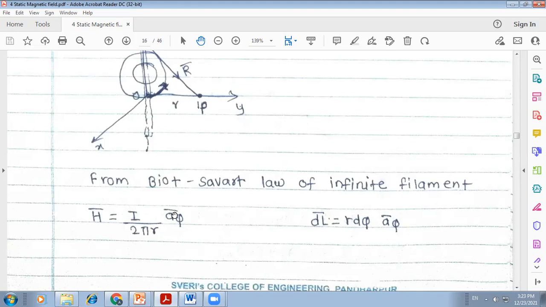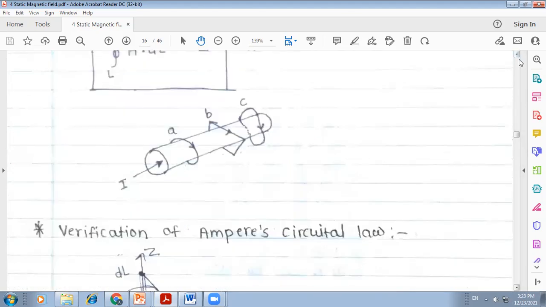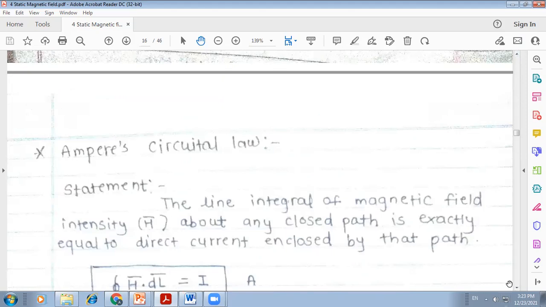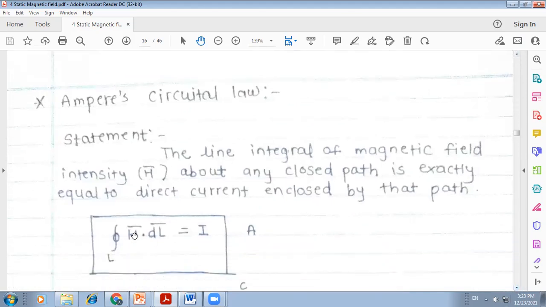So for that, the Biot-Savart's law is given by H bar is equal to I upon 2 pi r into unit vector a bar phi. Okay. Now, and dl bar. Actually, we have to check here this law. That means we want here H bar and dl bar. So H bar we have for infinite filament, and dl bar we have to find.